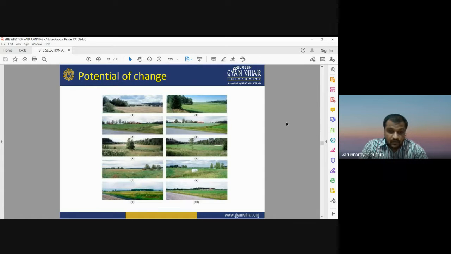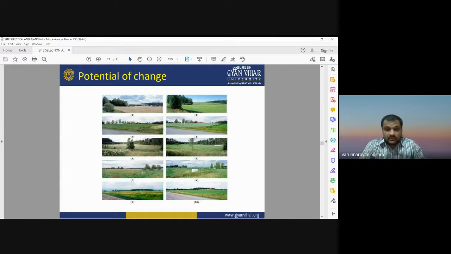Potential of change. Okay, these figures are showing the change pattern over a period of time. Suppose figure 1, figure 2, this is the photograph of the same area. So you need to check whether this area has high potential of change or not. Initially it had some open space, barren land, but right now it has some greenery. This is another site that has some potential of change. So we should also check whether that site has potential to change in future or not. That will also affect the selection of site.